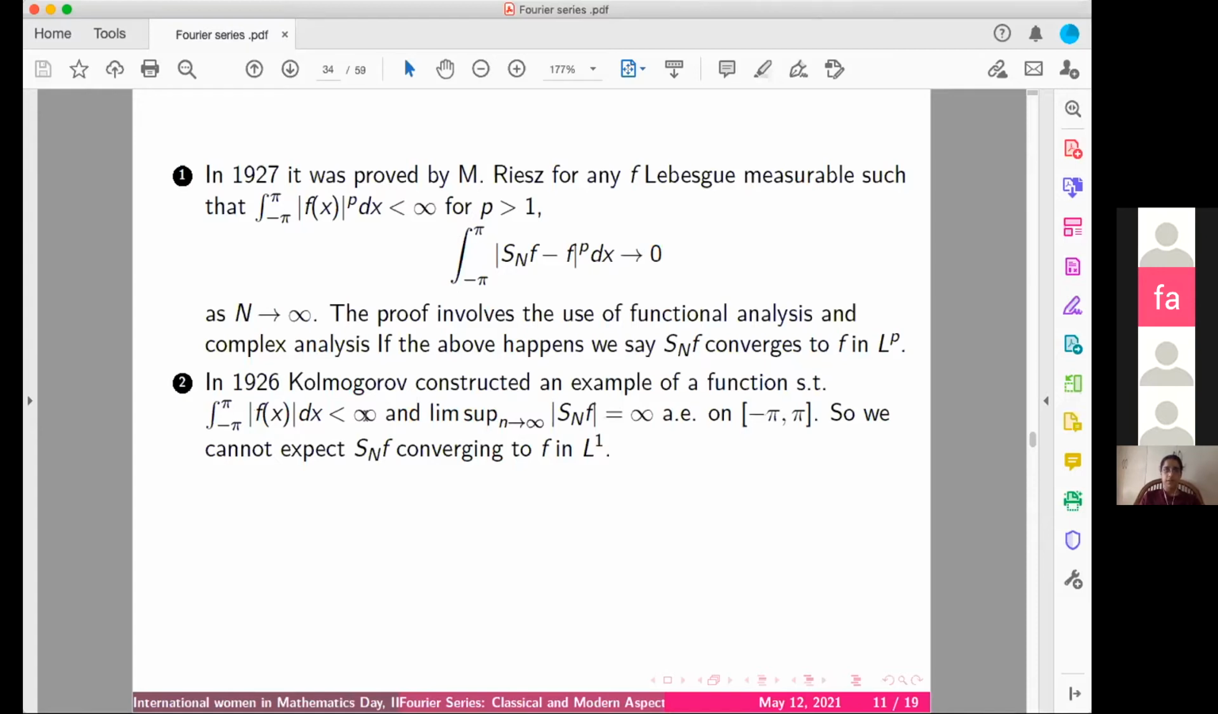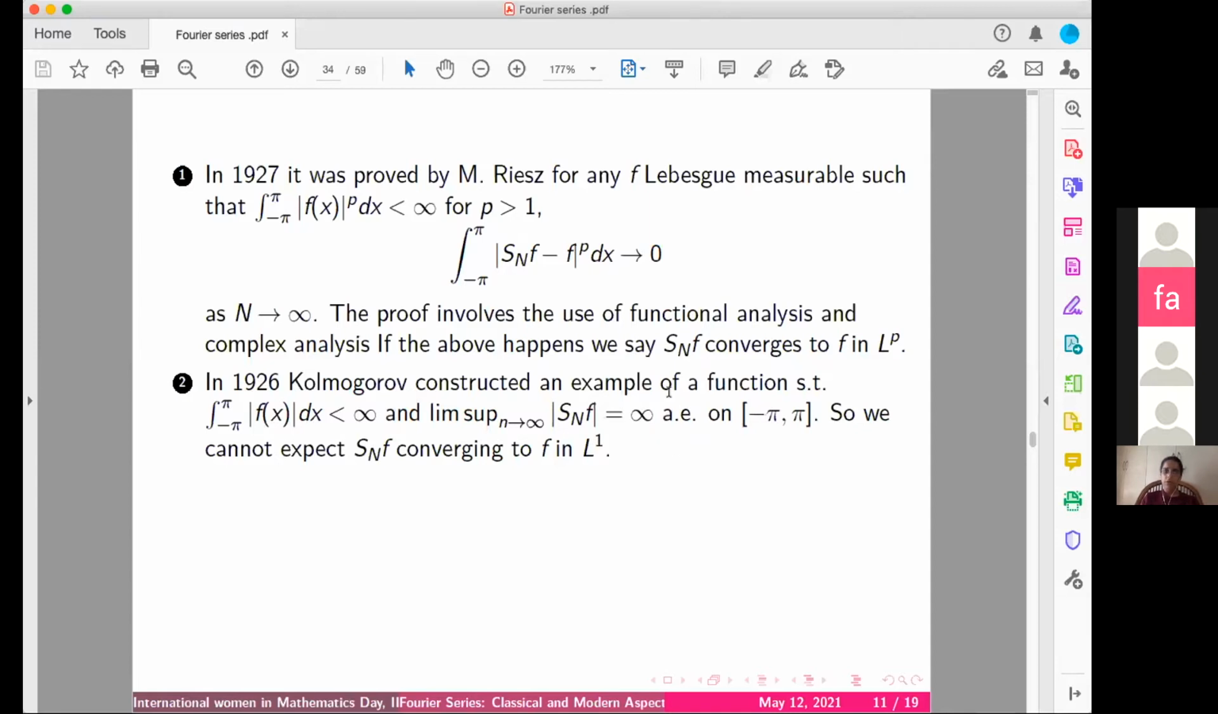Because of this, the next thing I'm going to say is that in 1926, Kolmogorov constructed an example of a function which is L1 integrable, that is, the integral of mod f(x) dx over minus pi to pi is finite. Then the lim sup of mod Sn of f equals infinity almost everywhere on this interval. So we cannot expect Sn of f to converge to f in L1.